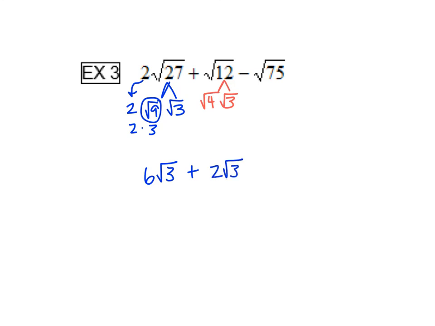And then we have the square root of 75, minus. So 25 fits in 3 times. So minus square root of 25 is 5, square root of 3. So these are all like terms. I know my answer is going to have the square root of 3, and let's just see how many we have. We have 6 plus 2 gives us 8, and 8 minus 5 is 3 square roots of 3.